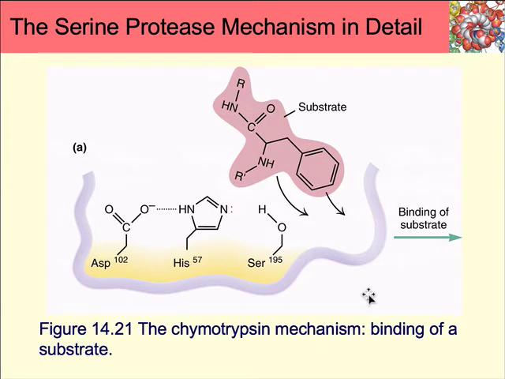The first step is binding of the substrate. So this is a peptide. This is a protein that is the substrate for the serine proteases. And the bond we're going to cleave is right here. Okay, that's the amide bond that we're going to cleave. It's an NHCO amide bond, and that's what we're going to be cleaving in the mechanism of the enzyme.